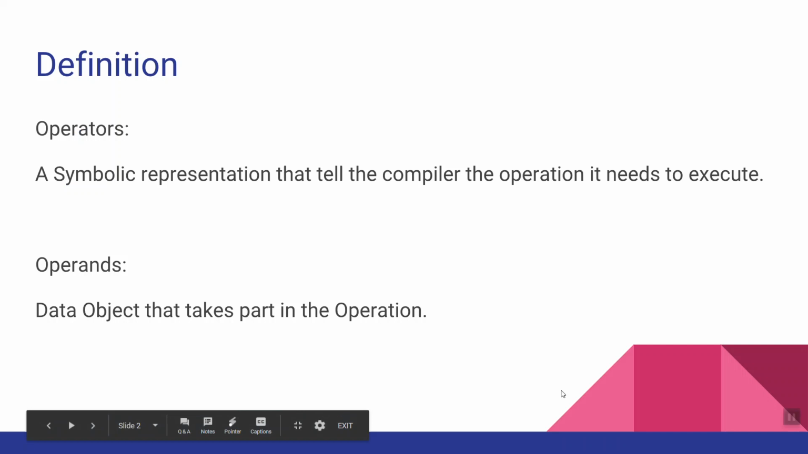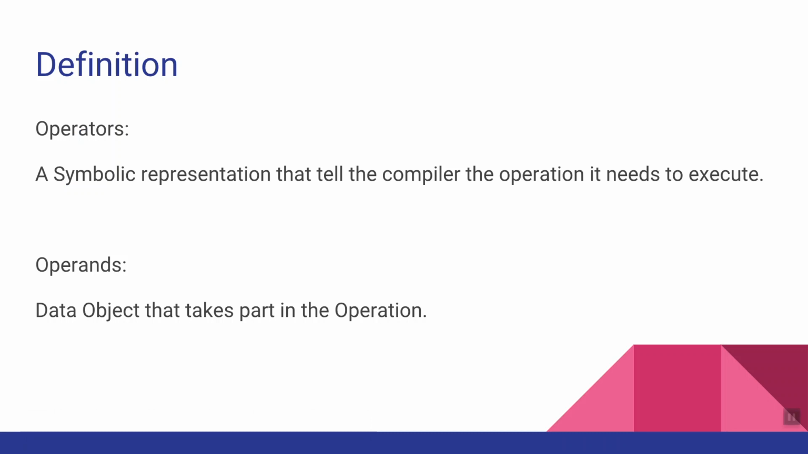Before we get started, let's have clarity on these two definitions. What is an operator and what is an operand? An operator is nothing but a symbolic representation that tells the compiler what type of operation it should do, whereas an operand is the data or variables that take part in the operation.